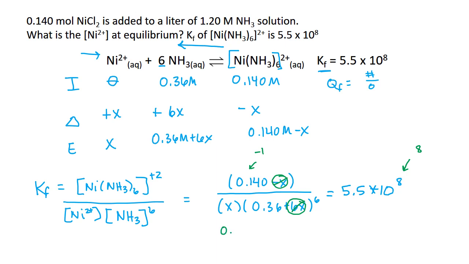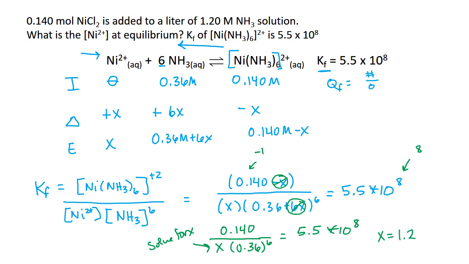So now what I'm going to do is go through and simplify this math. So I have 0.140 divided by x times 0.36 to the 6th equals 5.5 times 10 to the 8. And now I'm going to solve for x. Now that I've solved for x, I get x equals 1.2 times 10 to the minus 7. And now I have to see what that x represents.